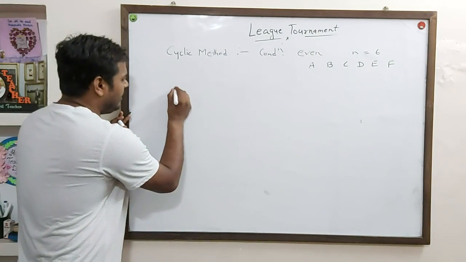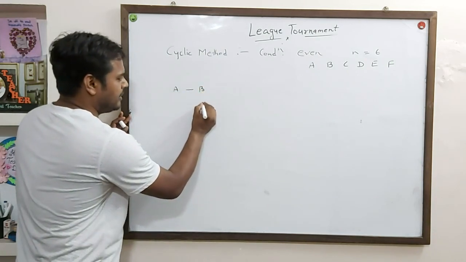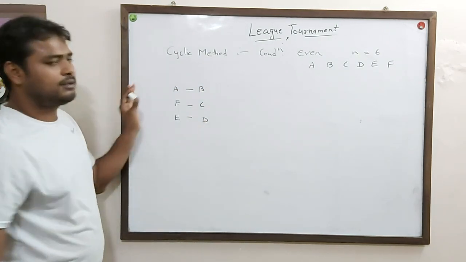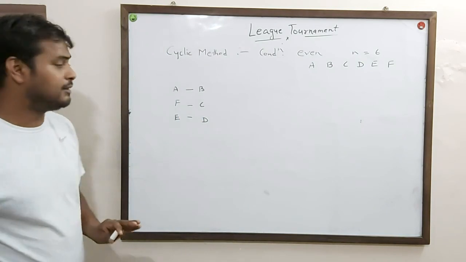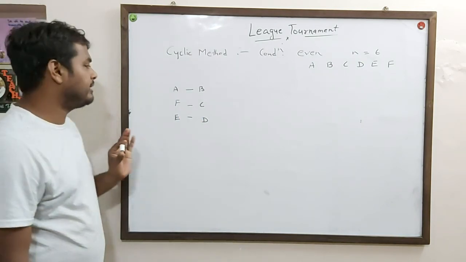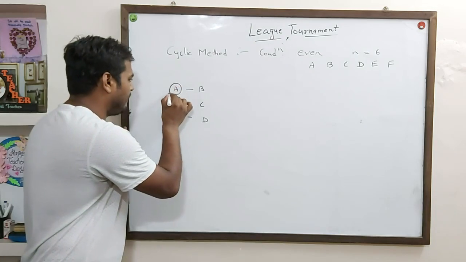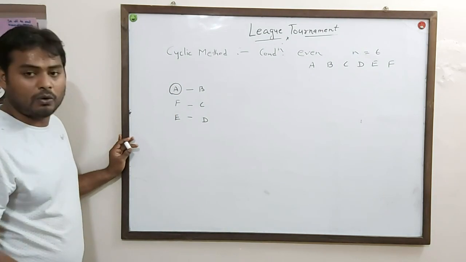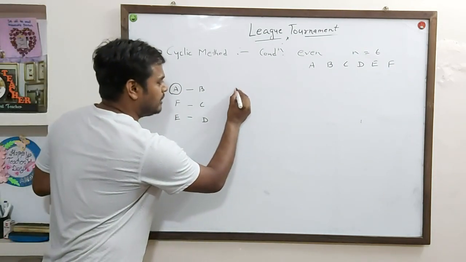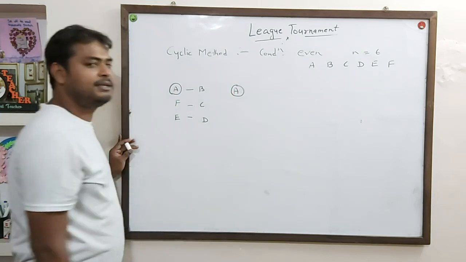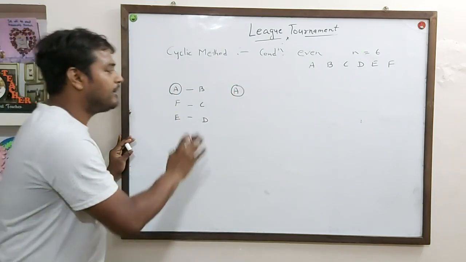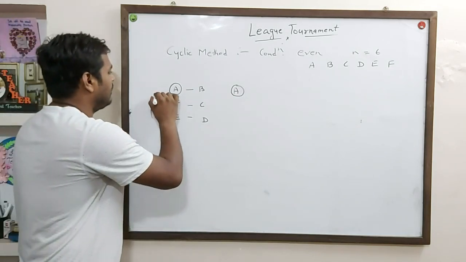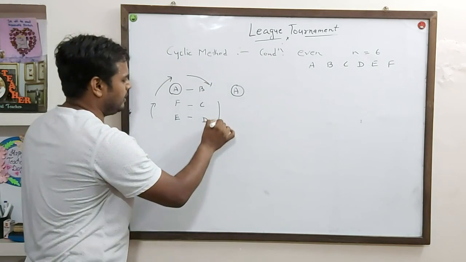Suppose team A played with B, C, D, E, F. First, you have to arrange all 6 teams in this manner, and you have to fix the first team's position. Suppose I fix team A's position, and then in the next step I will rotate the teams. So as I told, team A's position we have to fix. It means team A will not move. Team A will be at its place. Now this cyclic method will rotate this way, clockwise.